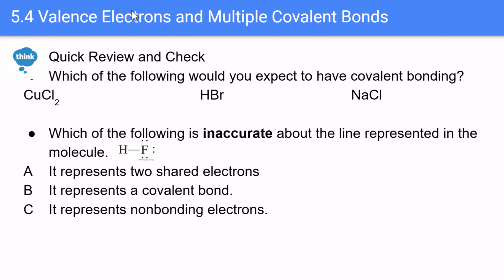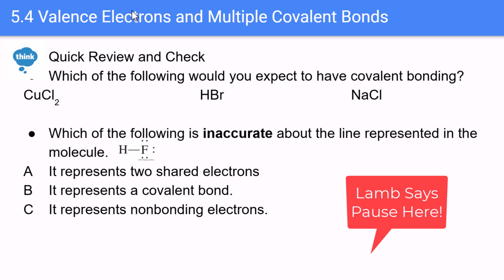I'll give you a few moments to look over some of these questions here. The first question here, I just want you to know which of the following would you expect to have covalent bonding? Again, think about what we've talked about previously in terms of ionic bonding versus covalent bonding, metals and nonmetals versus all nonmetals. And then I want to know which of the following is inaccurate about the line represented by the molecule HF here. So take a few moments, we'll come back and we will discuss it in just a moment.